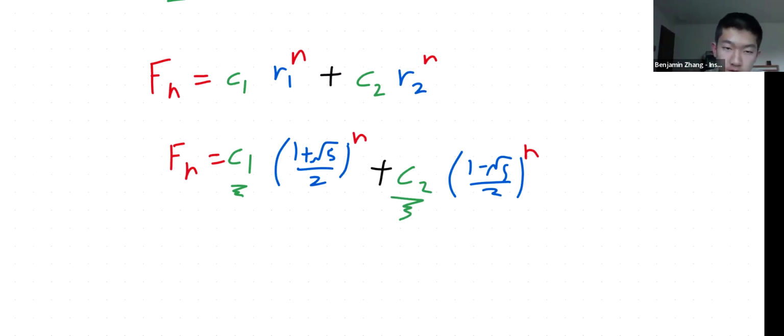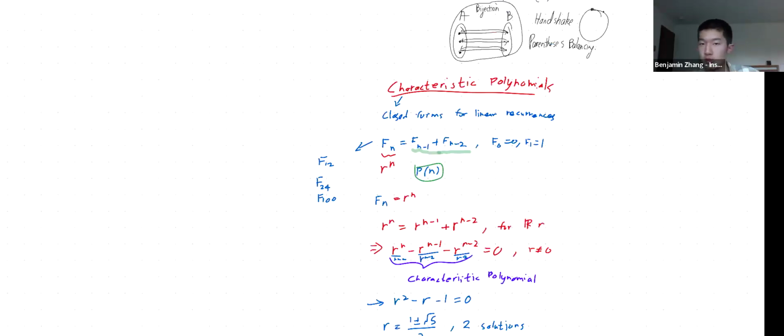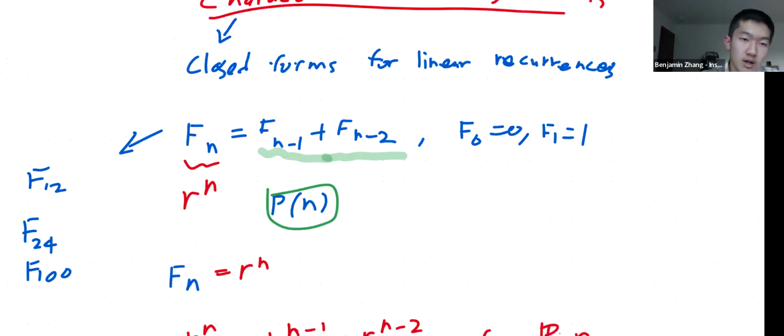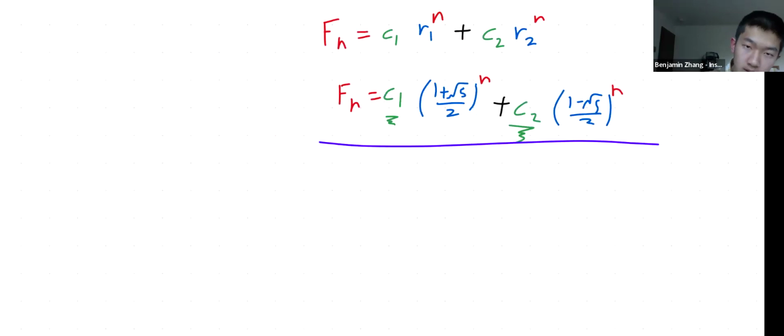Plug in n for small values. Yes, that is correct. Remember, we have initial conditions, and even if we didn't, we could easily find them. But since we are given initial conditions, we can just use them. So f of 0 equals 0, right? If we plug that in, we get that f of 0 is equal to c1 plus c2. And remember, f of 0 itself is equal to 0.